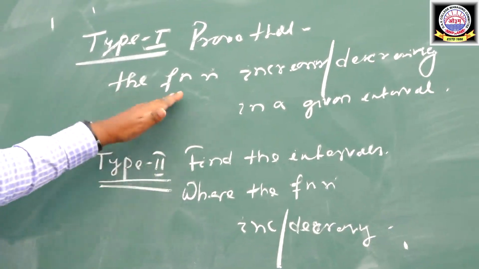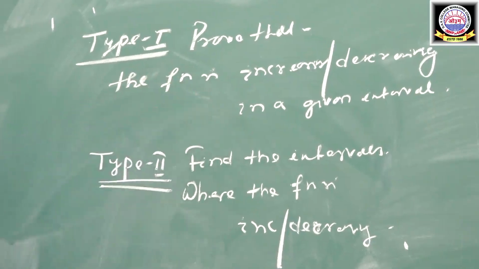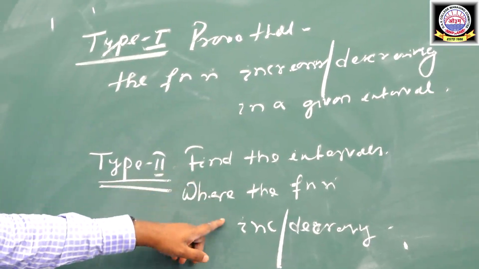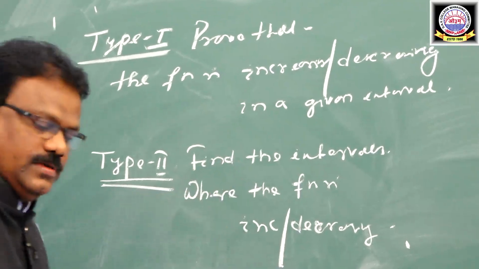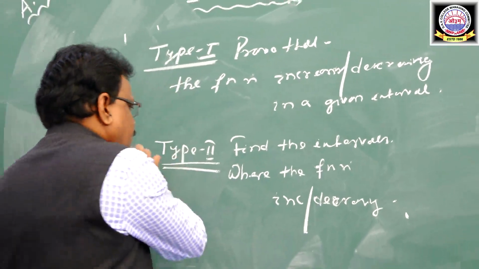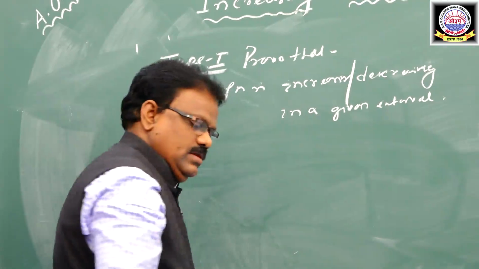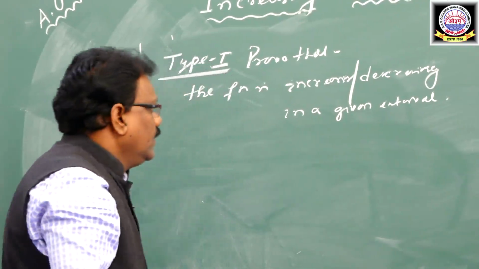First, one interval will be given and we will check whether the function is increasing or decreasing. In the second, the interval will not be given, you have to find out the intervals and declare in which interval what is the behavior of the function. So, let us discuss one simple question. Already you know the simple question.